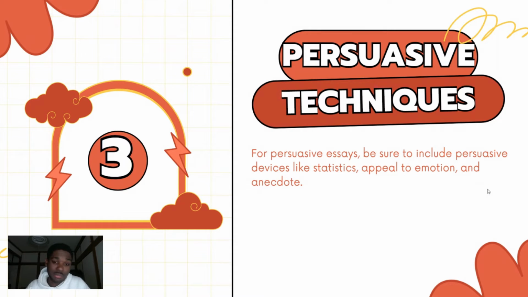Yeah. Use persuasive techniques. Big essay writing tip. You can't write an essay and there's no statistics, no appeal to emotion, no anecdote. No. You need to learn and use these. These came up quite a lot in the last couple of sessions, right? You've been seeing them in action.